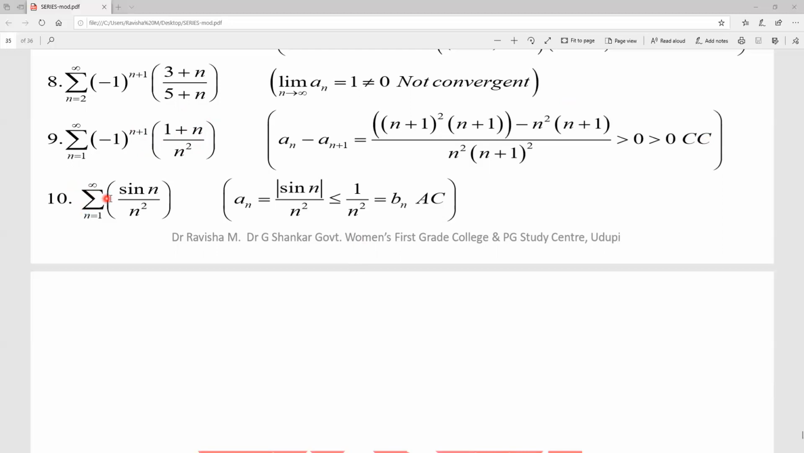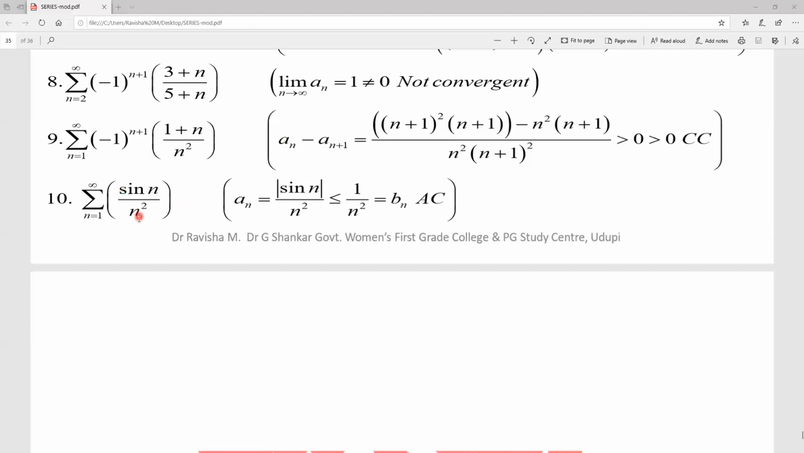Let us take the next problem: the sum from n equals 1 to infinity of sin n by n squared. Sin n always has alternating values as n increases, so it behaves like an alternating series. I think this alternating series is convergent; we can verify all the conditions of the Leibniz theorem. Convergent. Let us define the absolute series.